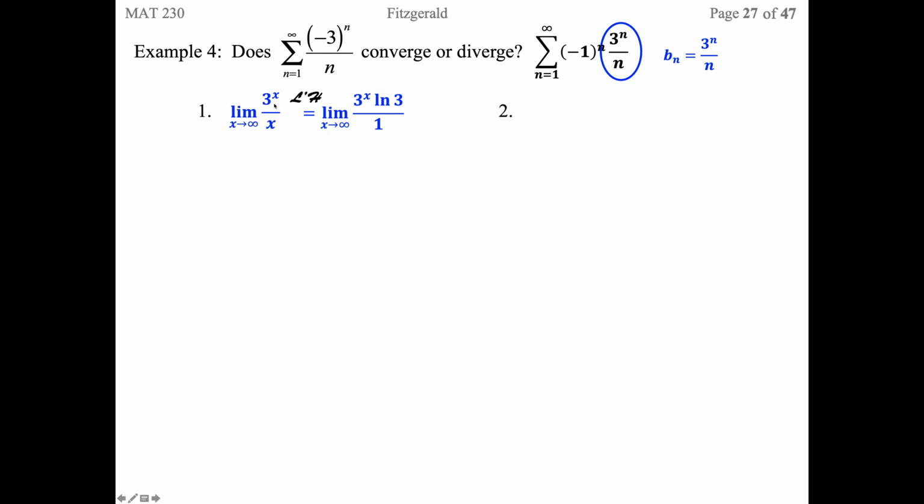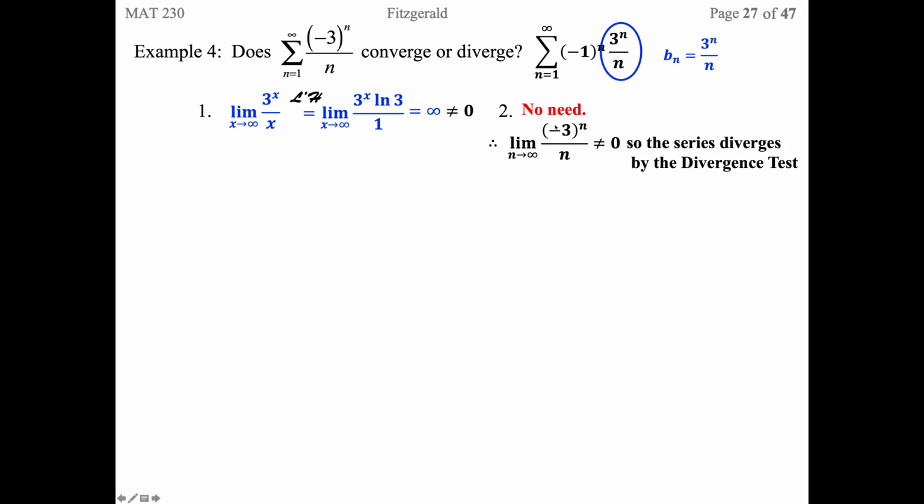So the derivative of the top is 3 to the x power times the natural log of 3. Derivative of the bottom is 1. We can clearly see that this is heading to infinity. It's not equal to 0. No need to do step 2. This thing diverges. So again, we'll say the series diverges by the divergence test.